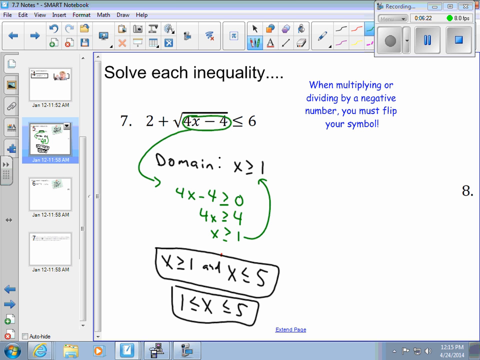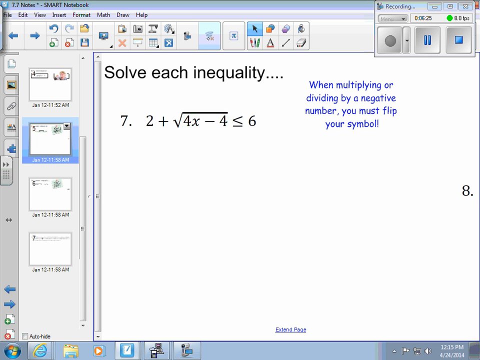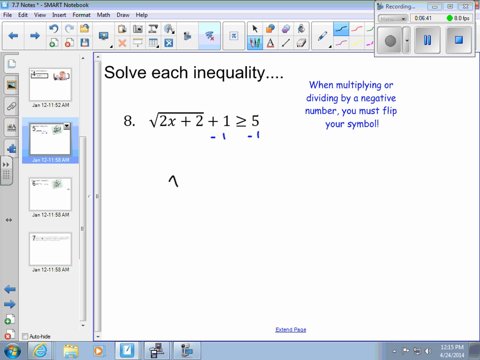All right, let's try another one. On the next one, number 8, we want to do the same thing here. Solve this and see what x can equal. We want to get rid of everything except this x here. So start out. Looks like we need to subtract a 1. All right, so we got that. And I get square root of 2x plus 2 greater than or equal to 4.